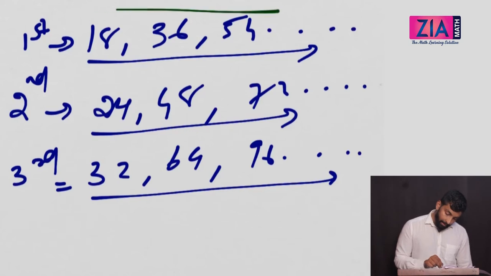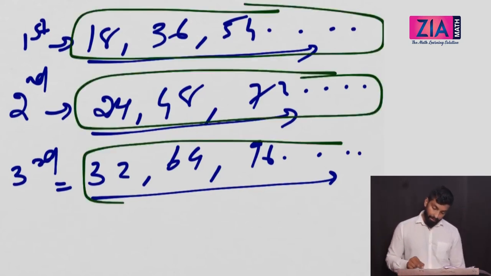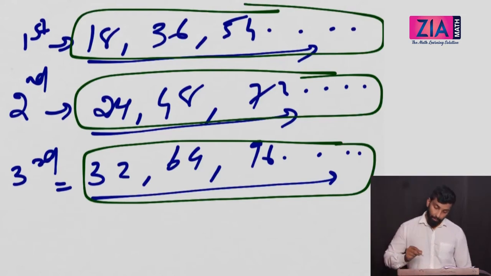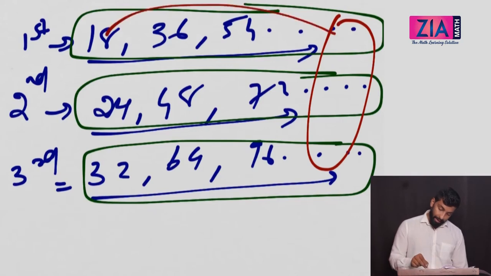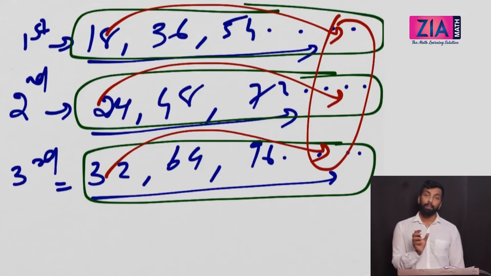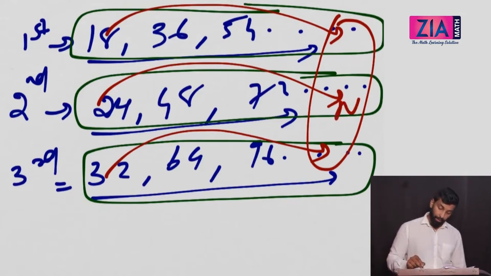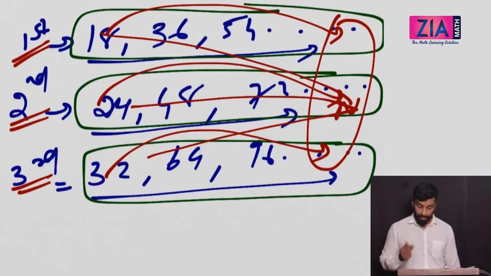That means the numbers in this series are multiples of 18, the numbers in this series are multiples of 24, and the numbers in this series are multiples of 32. So basically you are looking for a number which is a multiple of 18, of 24 and of 32. Then only will all three bells toll together, right? So you are looking for a number n which is a multiple of 18, 24 and 32. Then only the first, second and third will ring, right?